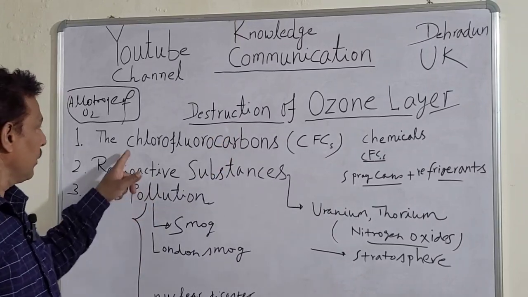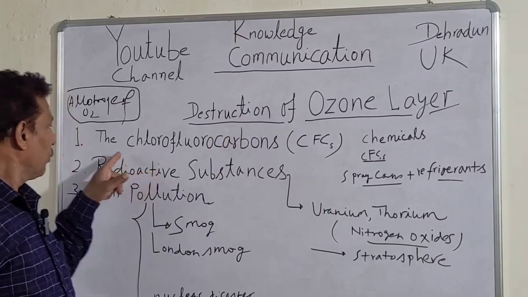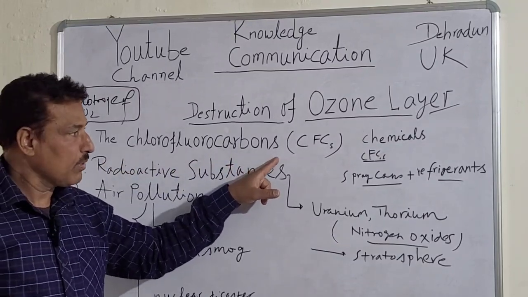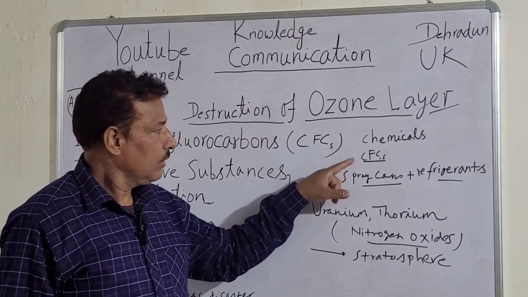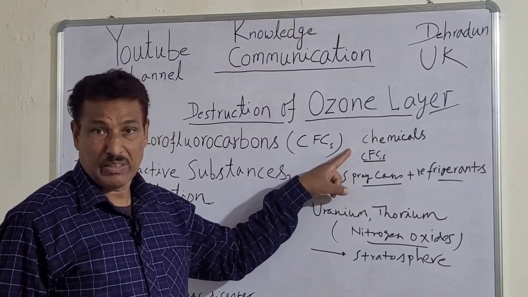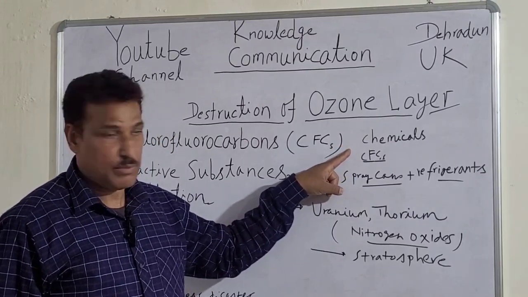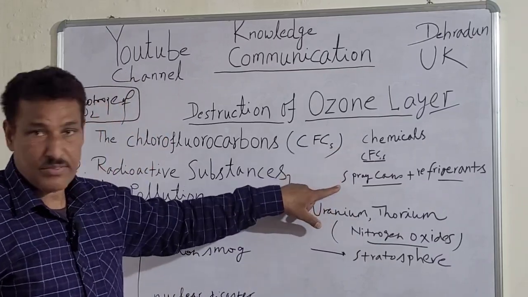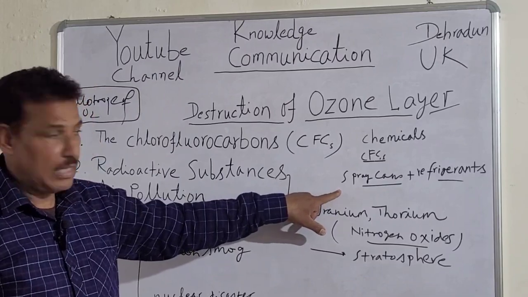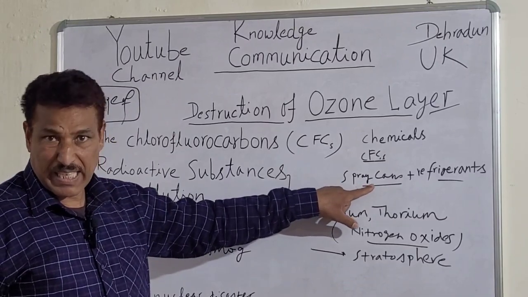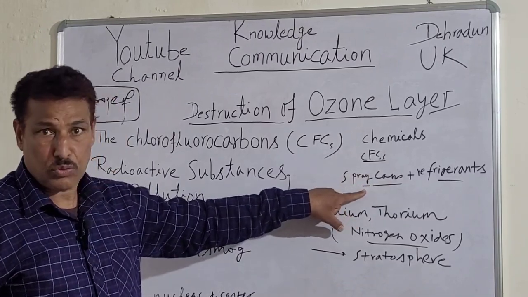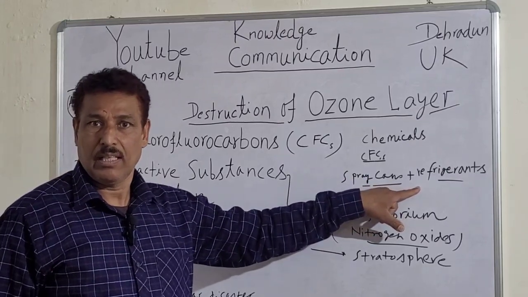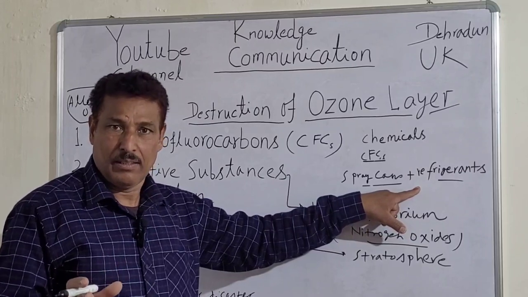Number one is the chlorofluorocarbons. Chlorofluorocarbons, actually, these are very harmful chemicals for the health of the atmosphere. These chlorofluorocarbons are used in spray cans and refrigerators as refrigerants.